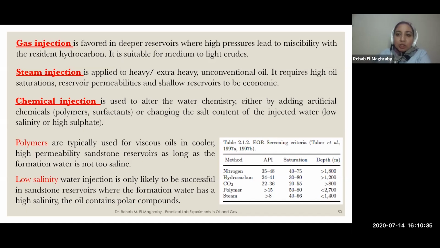For the chemical injection, you can use polymer, surfactant, low salinity water, whatever chemical you are going to use. But for the polymer, although some polymers are being developed to handle high salinity water, the water still cannot be too saline, because it will damage the properties of your polymer. For the low salinity injection, of course, it is the reverse.